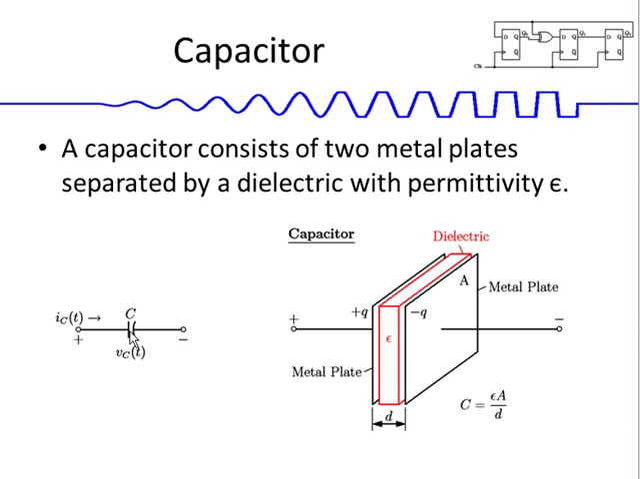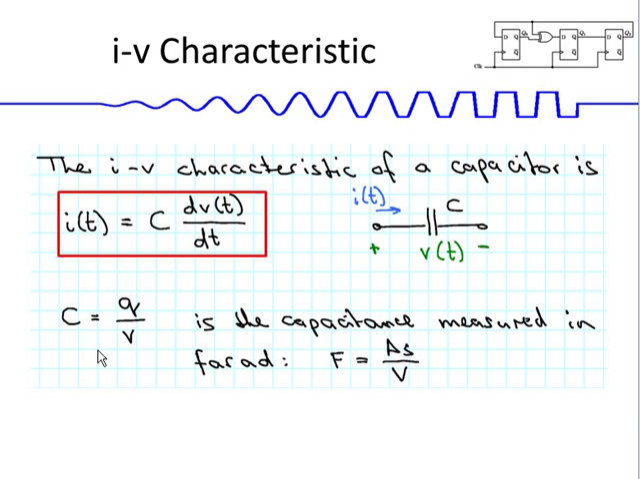The symbol for a capacitor is shown over here. It's just two lines symbolizing the two metal plates of the capacitor. Current and voltage are usually shown together with the dependence on t, because the most important and most interesting applications of capacitors are for AC voltages, not DC voltages. The IV characteristic of a capacitor is I of t equal to C times dV of t over dt. So the current is the derivative of the voltage multiplied by the capacitance of the capacitor.